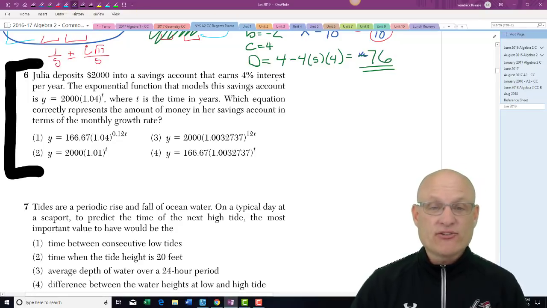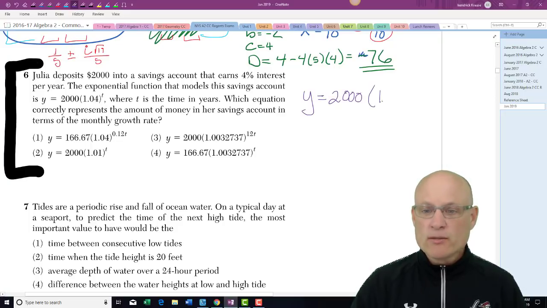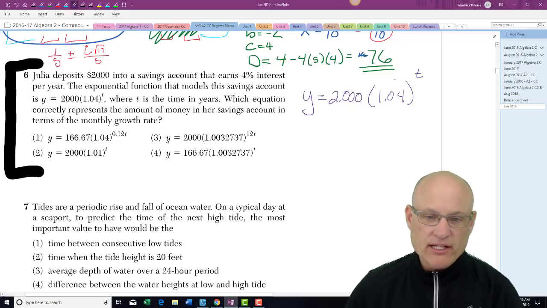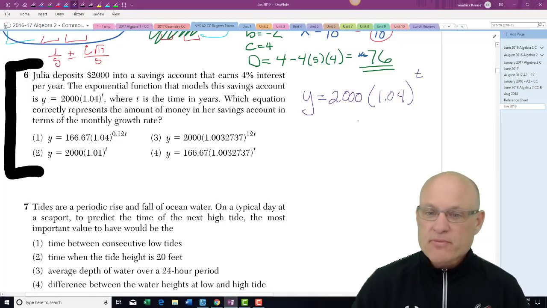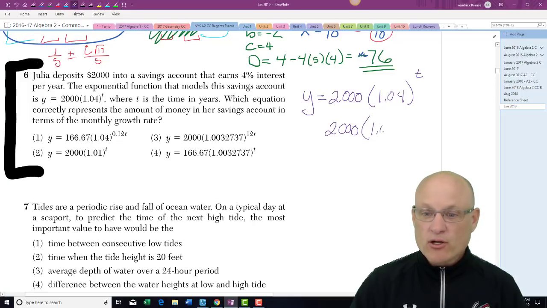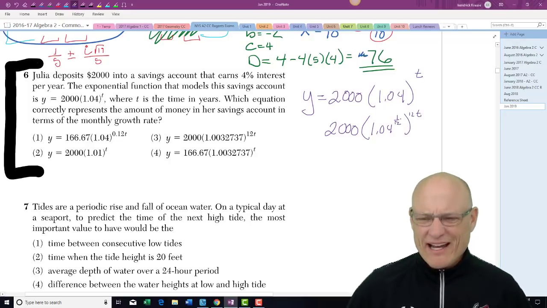So the thing is, this is called modeling an equation a different way, or some standard like that, changing the way the equation's modeled. So here's the original. Y equals 2,000 times 1.04, there's your 4% growth, raised to the t. So if I want this monthly, here's what they're going to do. They're going to say, okay, 2,000 times 1.04 to the 1/12 to the 12t. What? Where did that come from?